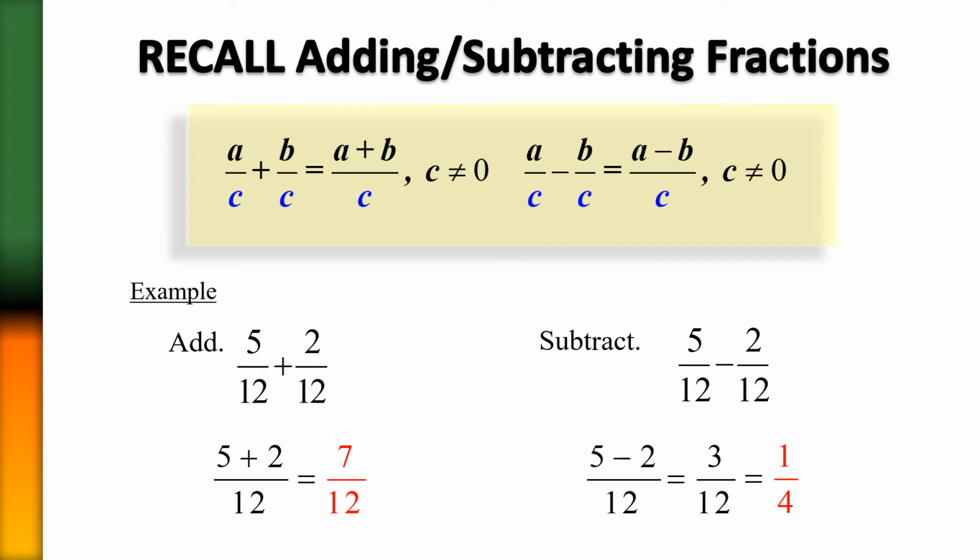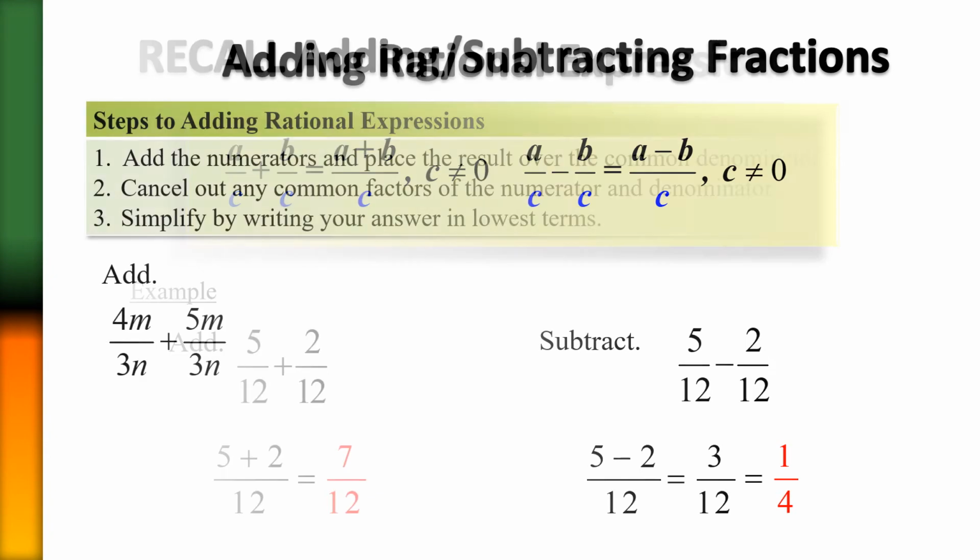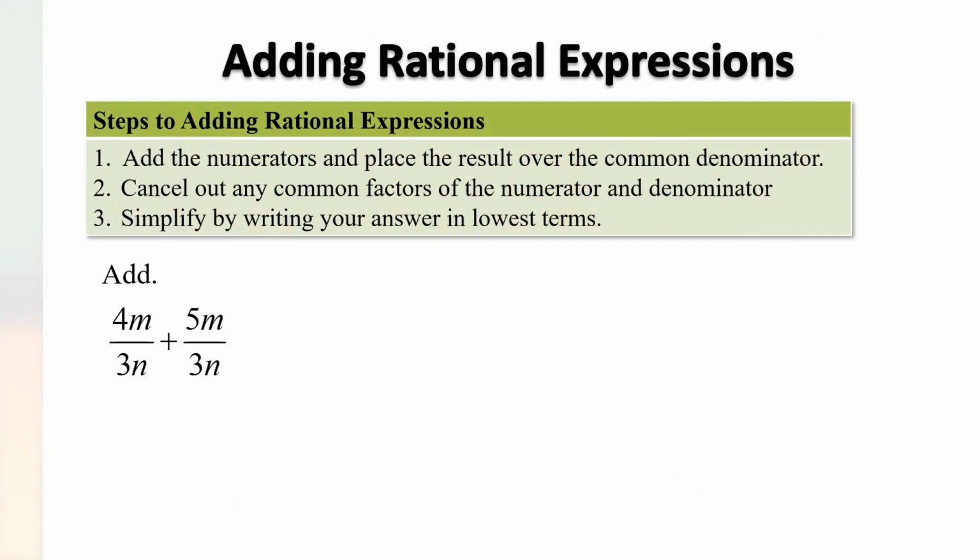So we're going to apply that same concept with rational expressions. Okay, so let's go over the rules for adding rational expressions. Step 1, add the numerators just as you would with a fraction, and place that result over their common denominator. Next, you're going to cancel out any common factors that the numerator and the denominator have in common. And then lastly, simplify and write your answer in lowest terms.